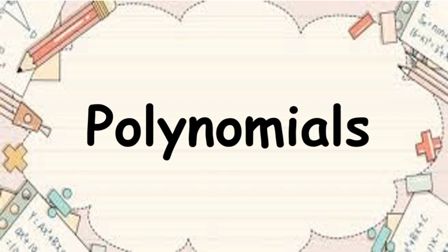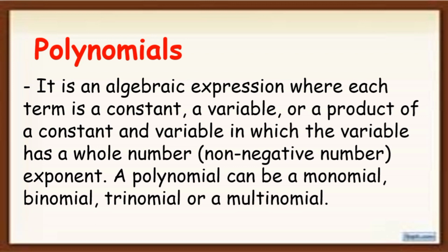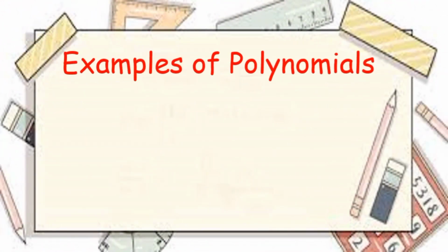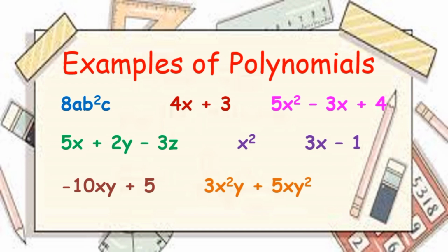Now let's start with the definition of polynomial. A polynomial is an algebraic expression where each term is a constant, a variable, or a product of a constant and variable in which the variable has a whole number or non-negative number exponent. A polynomial can be a monomial, binomial, trinomial, or a multinomial. And these are the examples of polynomials.